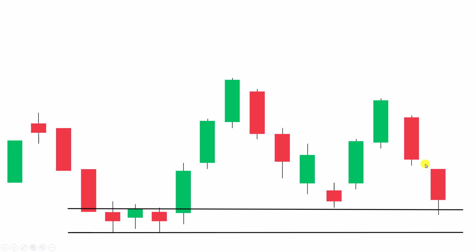Okay. Now, here you have to notice that this did not break this level. Let us completely ignore this setup for now. Okay. And take this setup now.